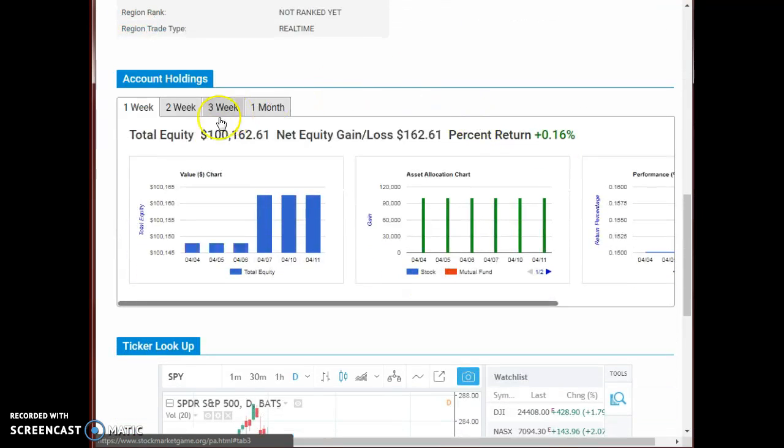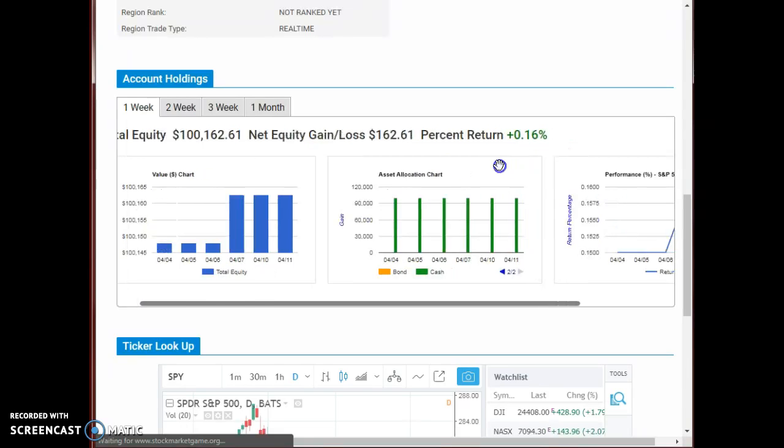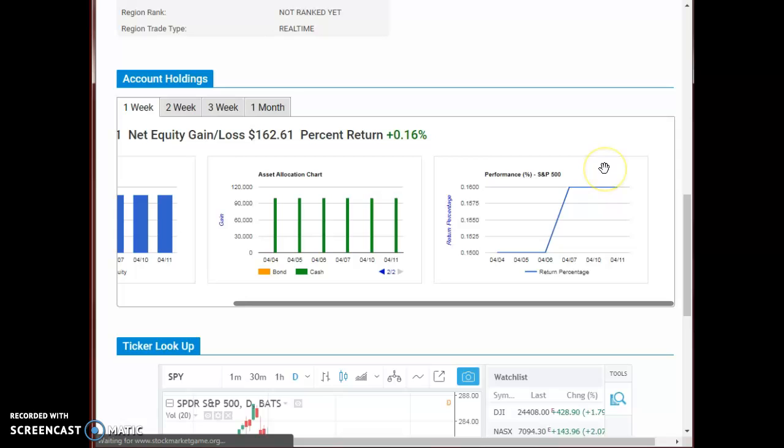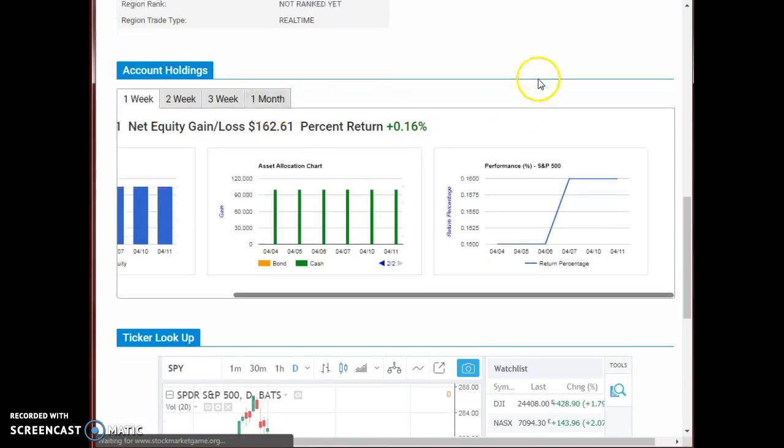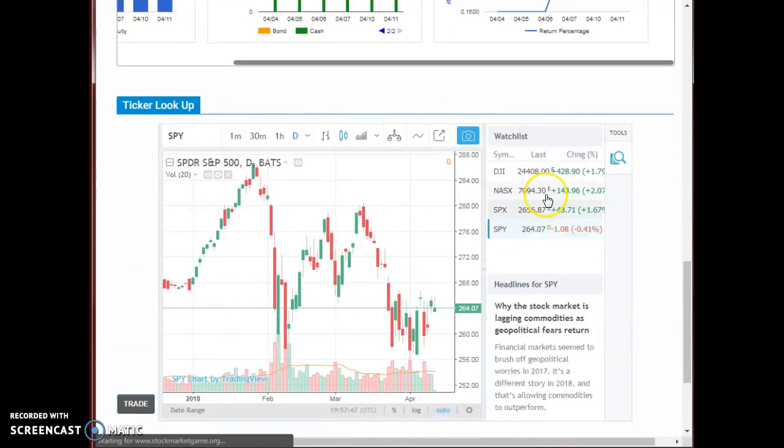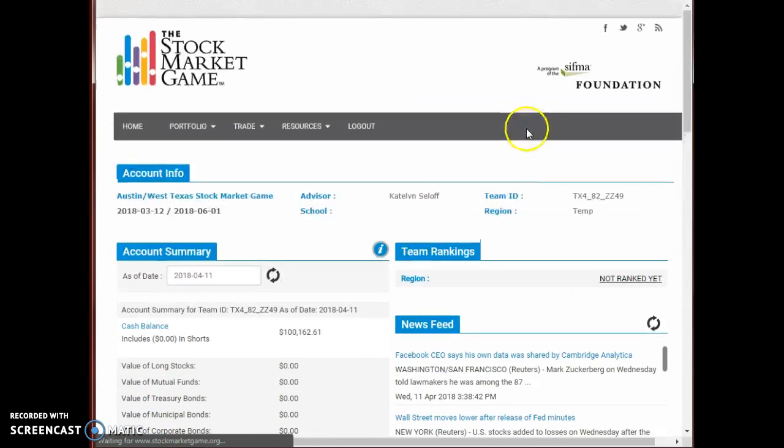Further down on the page, I can look at my total equity, my asset allocation, which is how much I have in stocks, mutual funds, bonds, and cash, and also my performance as a percentage of the S&P 500's performance over the last 1 week to 1 month. Further down, we also have a ticker lookup and a watch list, so we can see how different stocks are performing. That's at the bottom of this page.